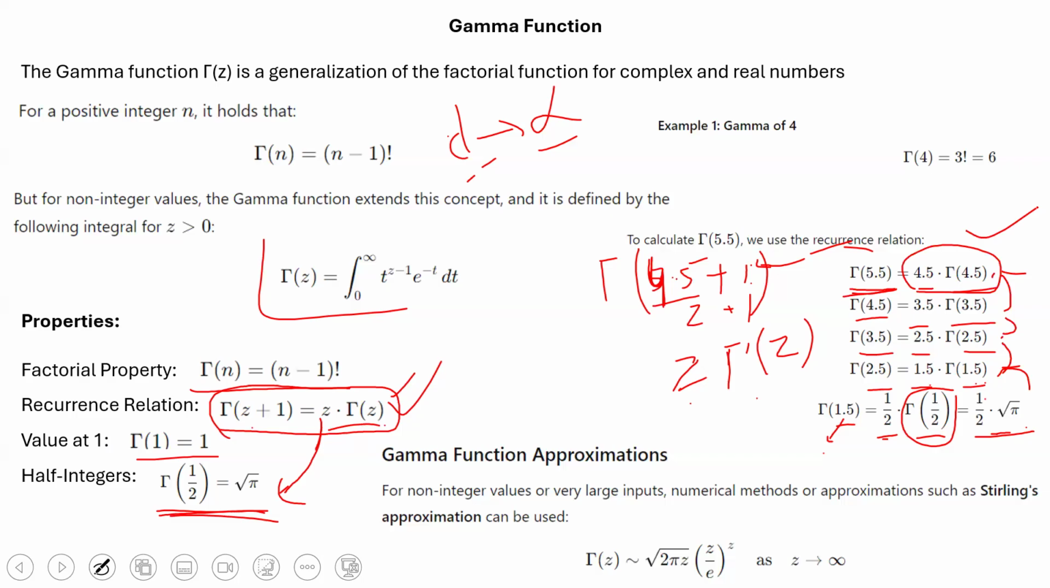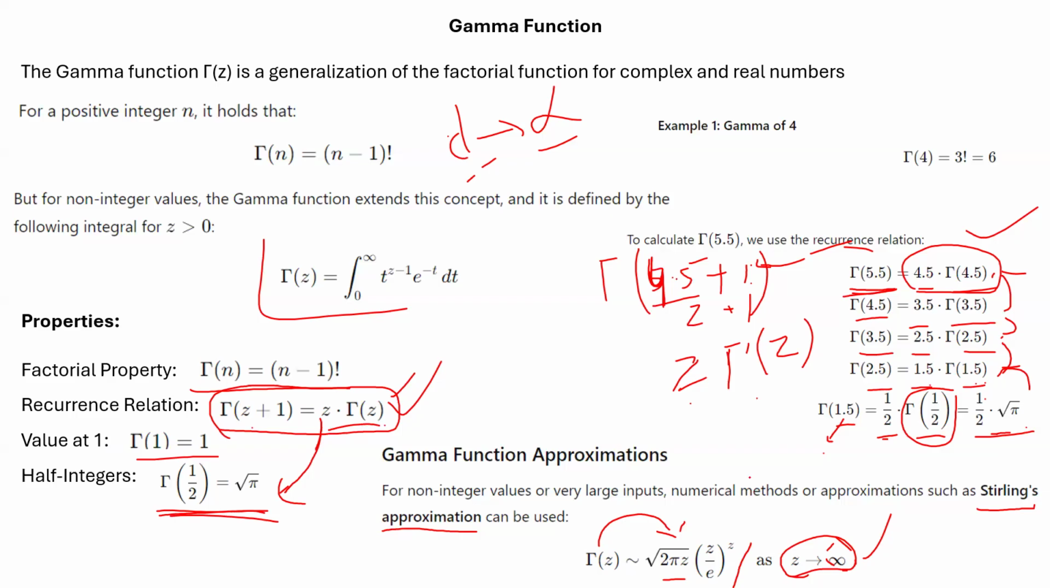Now, this is a generalization we call Stirling's approximation. For non-integer or very large inputs, gamma of z can be approximated as root of 2 pi z, z by e whole to the power of z, where z tends to infinity. When z is very large, which is our interest today since we are always dealing with infinite dimensions or infinite spaces, it can be approximated to root of 2 pi z, z by e whole to the power of z. That is the approximation of gamma of z in higher dimensions.